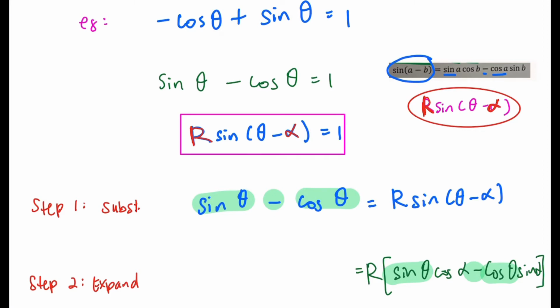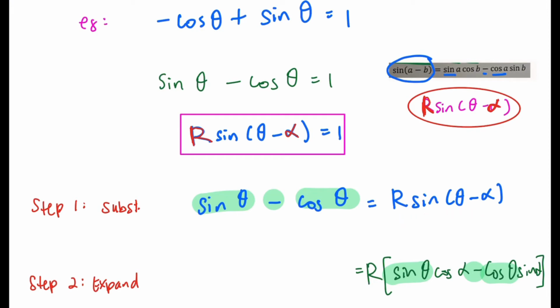So let's write this as R sine theta minus alpha, where your R and alpha are the unknowns. Alright, so let's rewrite your left hand side to be R sine theta minus alpha, equate it to your right hand side equal to 1. So let's keep this first. Now let's see step 1. Let's substitute our left hand side. So sine theta minus cos theta is equal to R sine theta minus alpha.